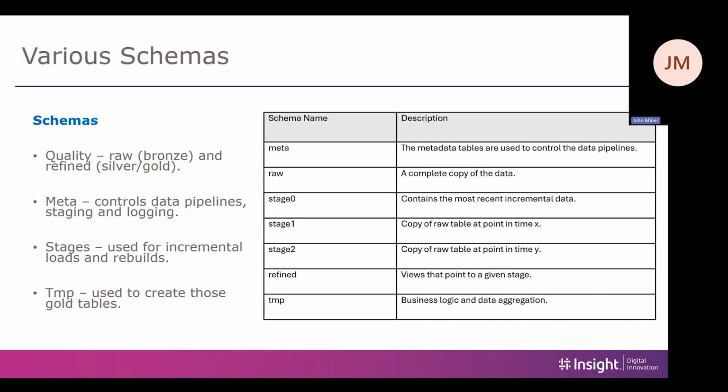Raw, complete copy of the data. That's that DBO. Stage one, incremental. Stage two, it's stage one, stage two. We're going to flip flop between them. We don't really care. We just want to say, hey, currently the views point at stage two. If I'm running the build script, guess what? Truncate, drop all the tables in stage one and rebuild them from raw, okay? And temp is going to create those gold tables that will get into refine. So the current, the aggregated tables, okay?